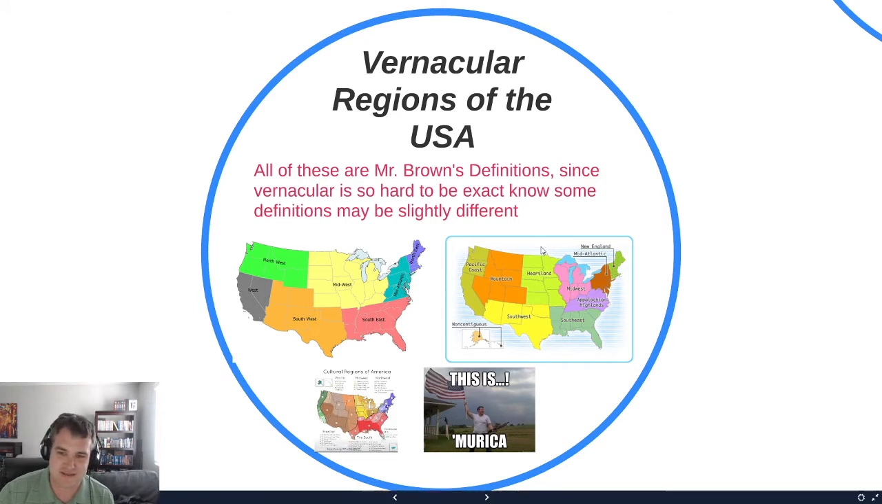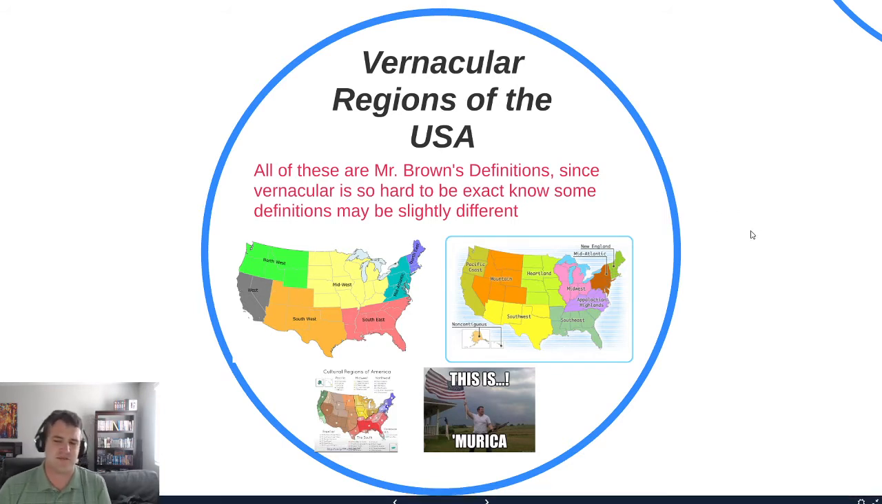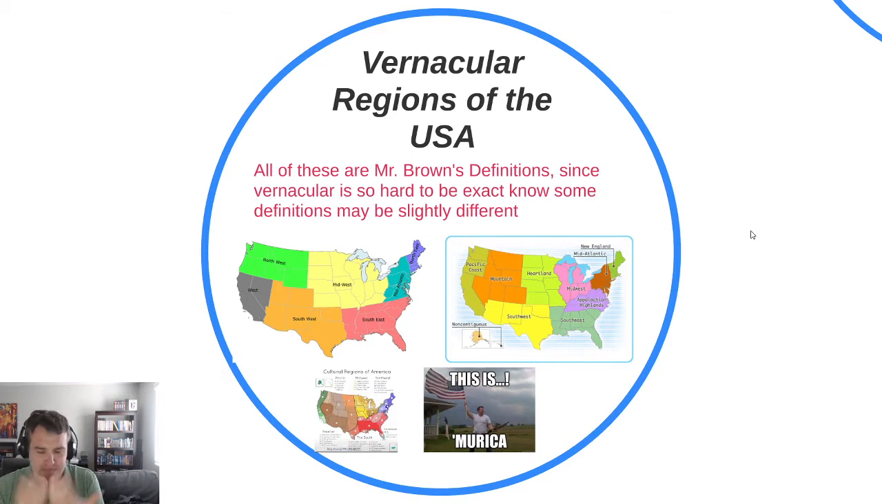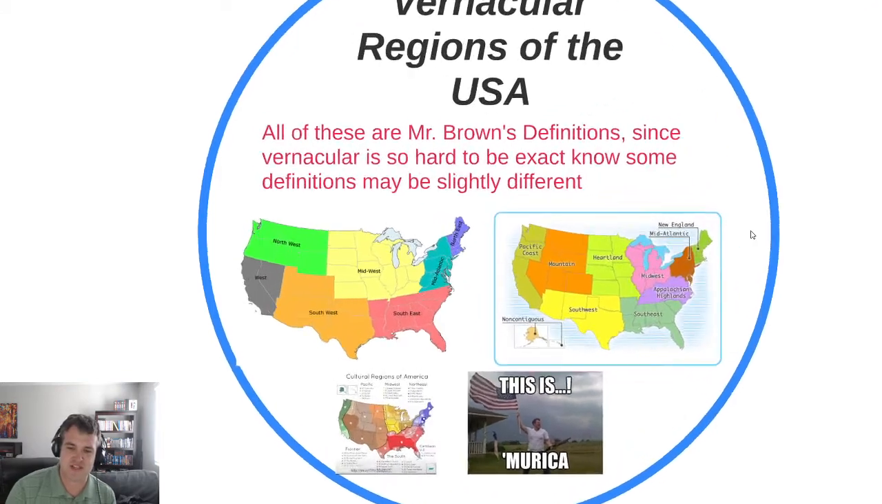This map has something called the Heartland. This map doesn't. The Northwest, some people put Montana and Wyoming in the Northwest. I personally wouldn't. So a lot of these definitions are going to be Mr. Brown's decisions. Know that they're not universally acceptable, and there's definitely plenty of states that are kind of half and half in both regions.